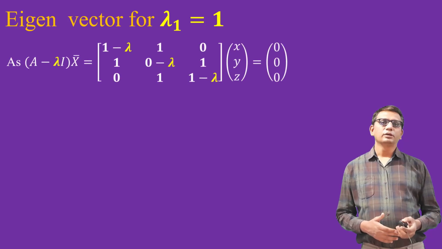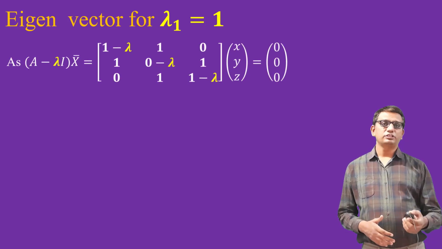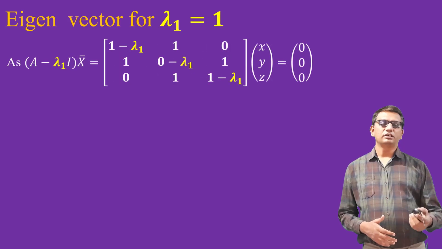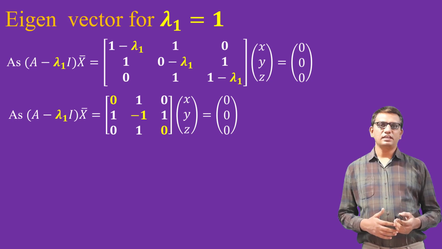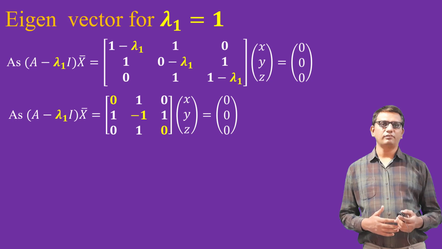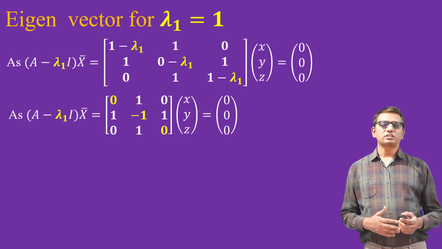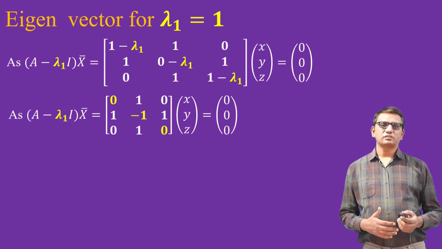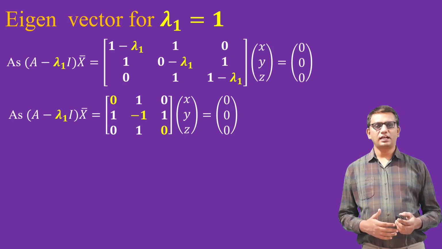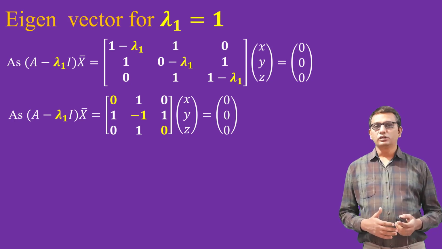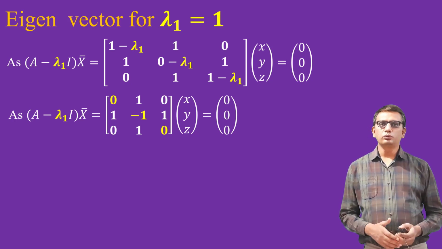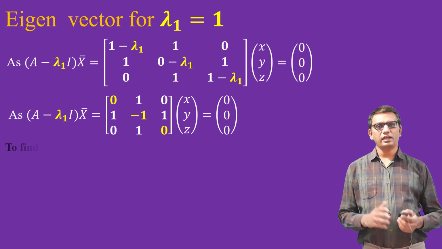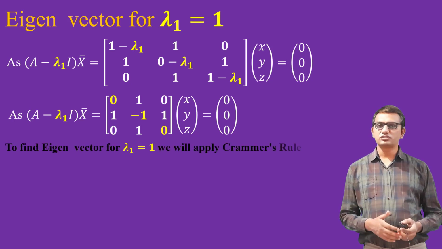First of all, we replace the homogeneous system by lambda equal to lambda 1. So our system looks like this: (A minus lambda 1 I) x bar equal to the zero vector, and after putting lambda 1 equal to 1 we get this homogeneous system. In this system we can see that the first row and the last row are equal. So we are applying Cramer's rule, and we consider any two different rows from this matrix.